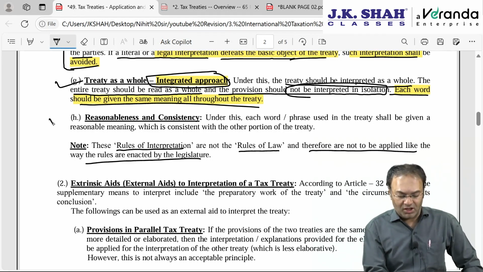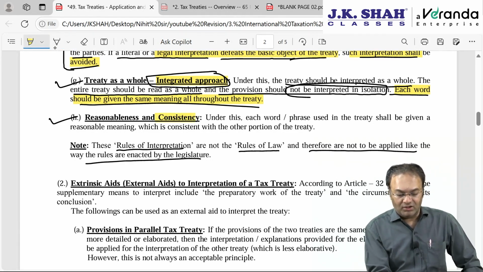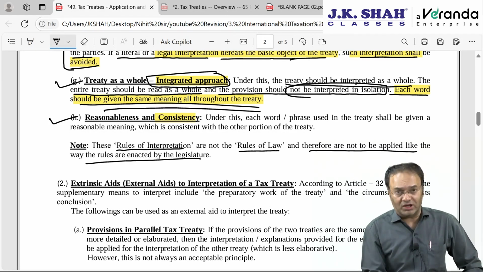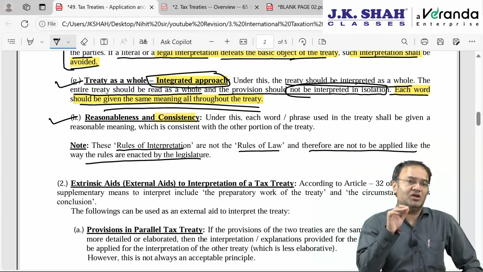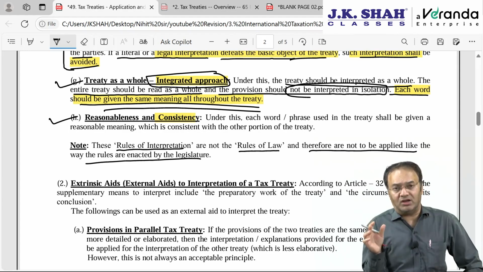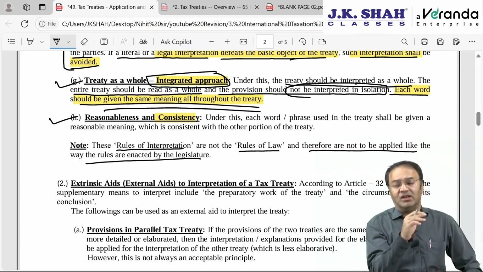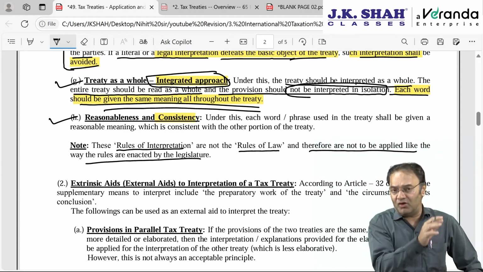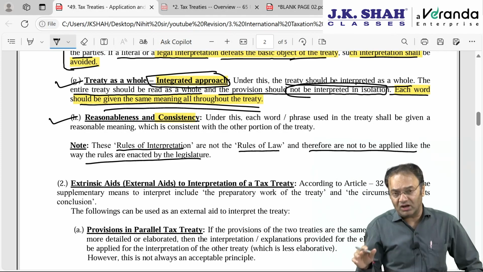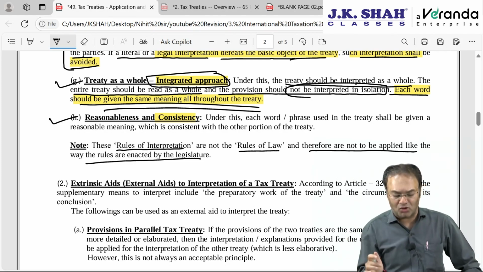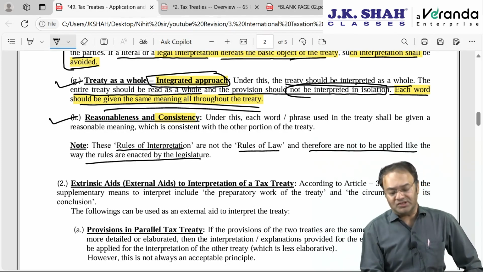Reasonableness and consistency. Consistency will also mean the same meaning; the same meaning should be there all throughout the treaty. Consistently, there should not be any irregularity. In some part of the treaty a particular word has one meaning, and in another part of the treaty that word has a different meaning. That should not happen, and it should have a reasonable meaning.